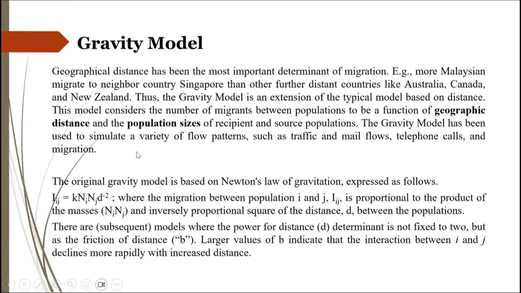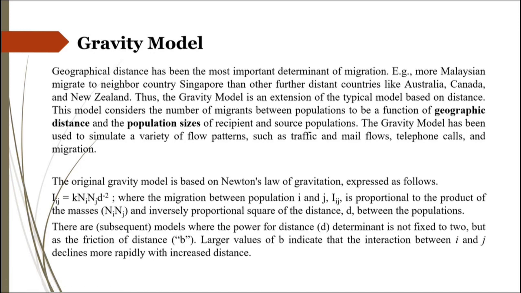Another one will be more empirical, where you can have a formula, which is the gravity model. Right? For the word gravity, you know the role or the importance of geographical distance, right? So distance has been the most important determinant of migration. In many models you will also see geographic distance.